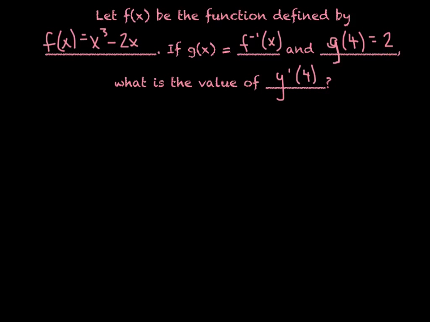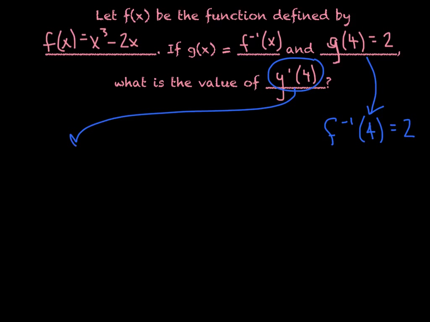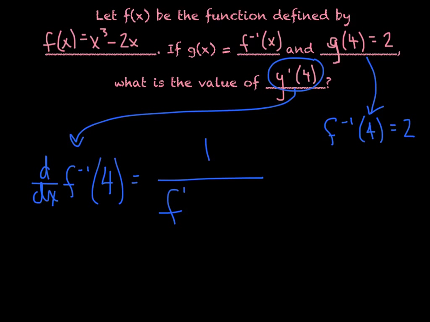So what I said to myself, as soon as they said g of 4 is equal to 2, is they're really saying f inverse of 4 equals 2. And then they want me to find g prime of 4. I'm going to rewrite that using the notation from the given formula. When they said g prime of 4, they're really saying let's find the derivative of f inverse at 4. So we set up our formula, f prime of f inverse of 4.